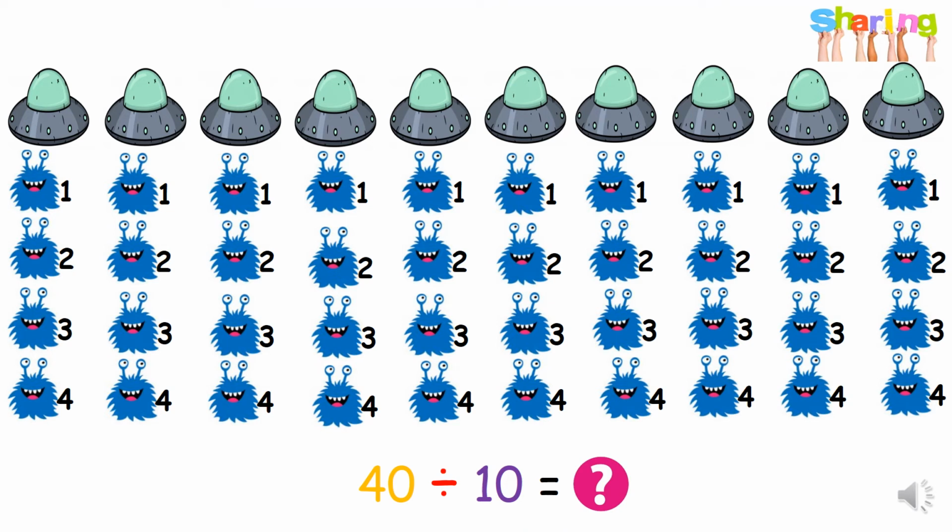Fantastic. We've shared out all the aliens beneath each spaceship. Now we need to check that each spaceship has an equal amount of aliens. Can you count how many aliens each spaceship has? That's right, each spaceship has got 4 aliens, which means we can complete our division number sentence now. 40 divided by 10 equals 4.